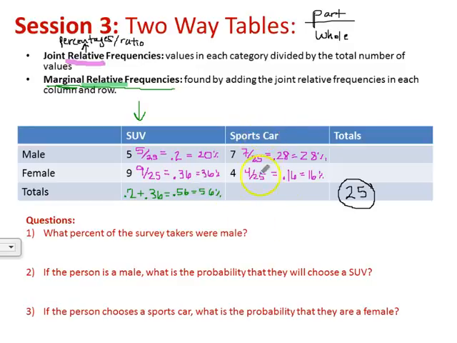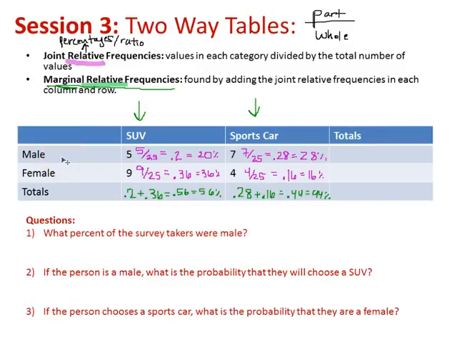We're going to do the same to find the marginal relative frequency for sports cars. We're going to add this column. So 0.28 plus 0.16. Plug that in my calculator, and I get 0.44, which is the same thing as 44%. I'm going to get rid of this 25 here because we're done using that. And then I'm going to do the same thing for the marginal relative frequencies for males and females.